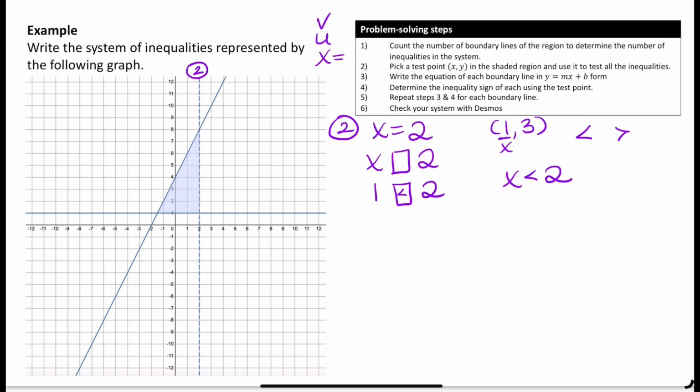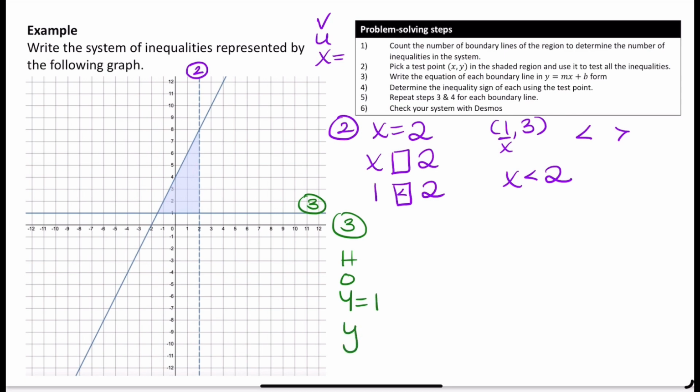So now for the third inequality. Okay, so inequality number 3 has this boundary line that I've numbered number 3 right here. So now let's figure out the equation. Well, notice it is a horizontal line, okay? So from our mnemonic, we know that horizontal lines have a y equals equation, right? And notice that this line goes through y equals 1. So it's going to be y equals 1.